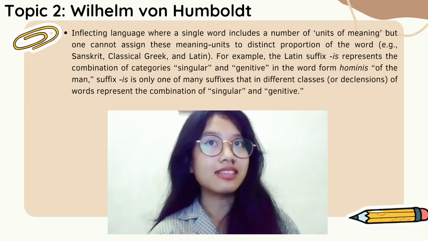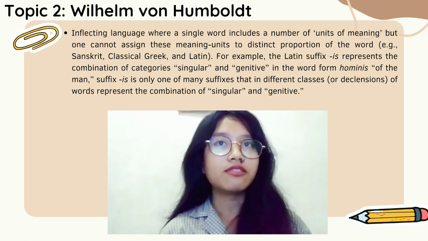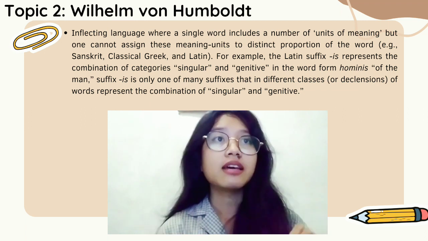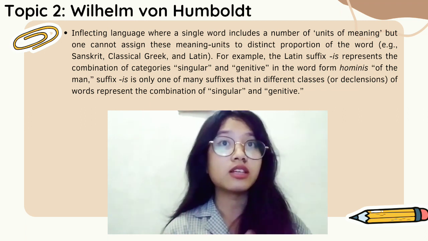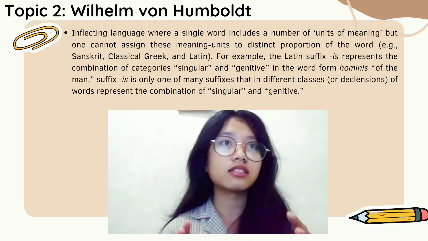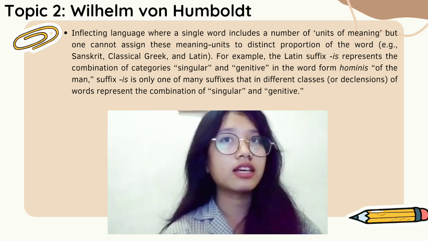And the last is an inflecting language. Inflecting language, where a single word includes a number of units of meaning, but one cannot assign these meaning units to distinct portions of the word. Examples are the Sanskrit language, classical Greek, and Latin.